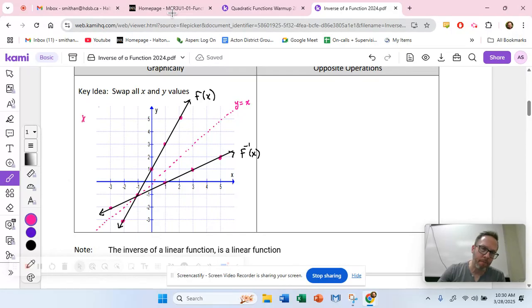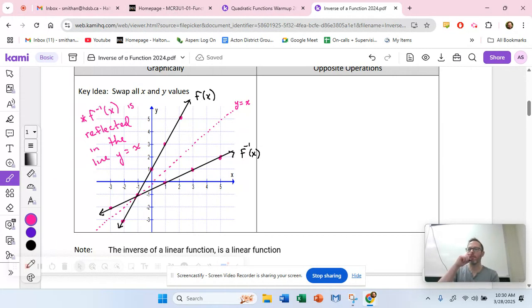Maybe up here. The inverse function is, we'll just say this and keep it brief, reflected in the line y equals x. I'm spoiling a question for Monday, so you guys can lock this in. This answers a question on an assignment for Monday.